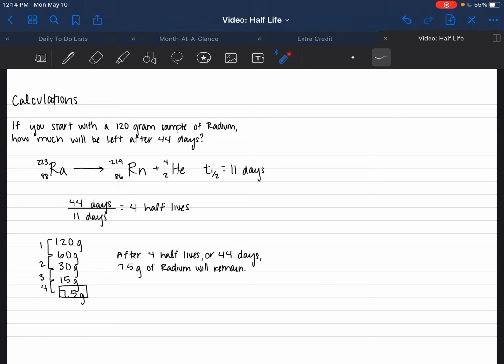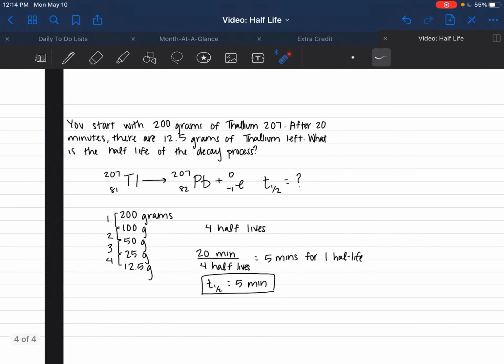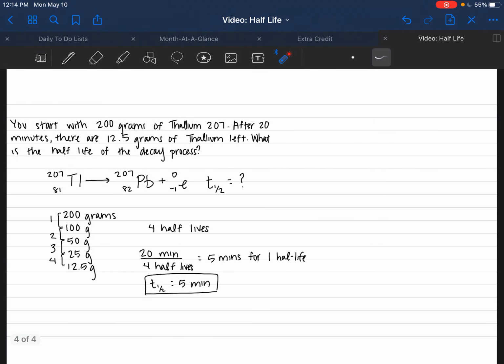Let's look at another example. So for this one, you start with 200 grams of thallium-207. After 20 minutes, we have 12.5 grams of thallium left. So in this case, we want to know what that half-life is. So again, here's our equation.